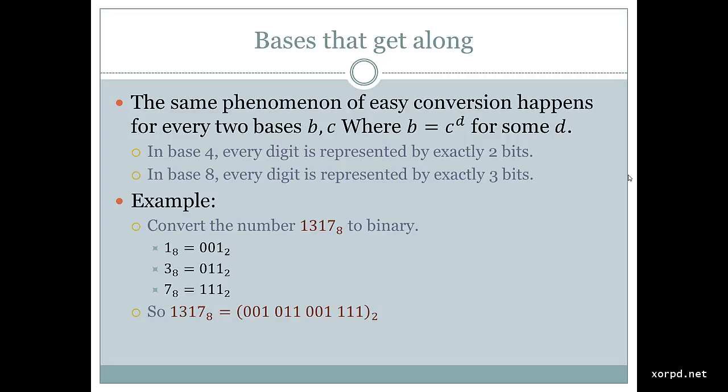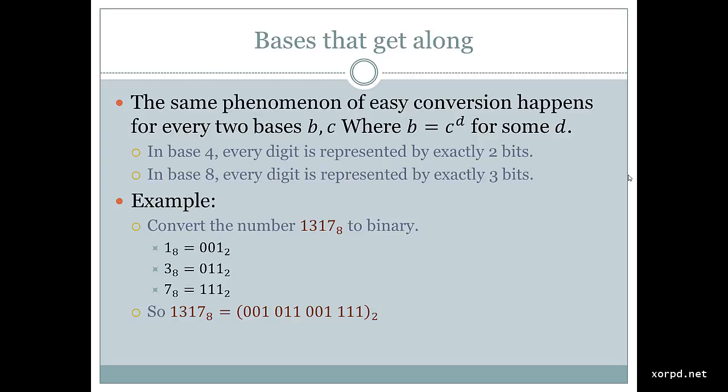Bases that get along. The same phenomenon of easy conversion happens for every 2 bases B and C, where B equals some power of C, for example, C to the D for some D. And all of those numbers must be integers. For example, in base 4, every digit is represented by exactly 2 bits. And in base 8, every digit is represented by exactly 3 bits. That is because 4 equals 2 to the 2, and 8 equals 2 to the 3.